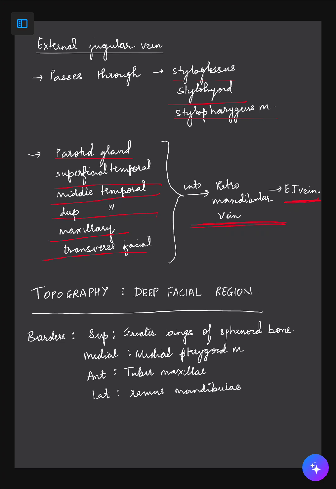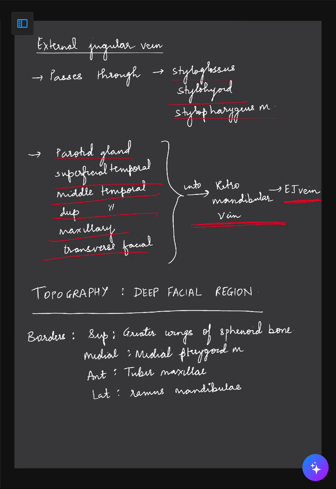Now which veins from the face region come into the external jugular vein? The parotid gland, superficial, middle and deep temporal, maxillary and transverse facial veins come into the retromandibular vein, and then it empties into the external jugular vein.